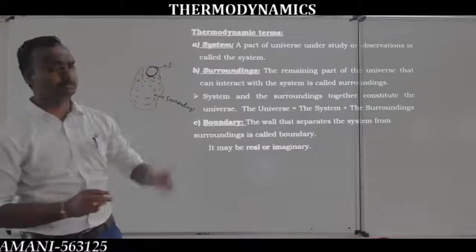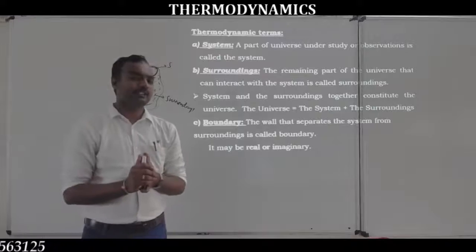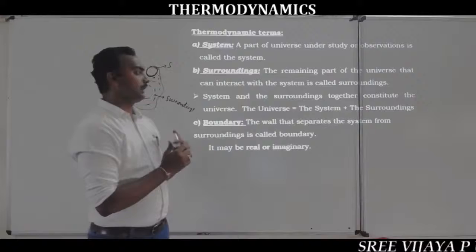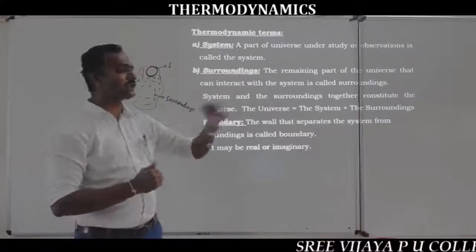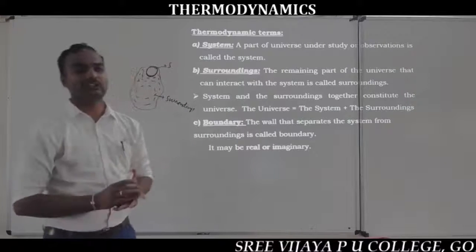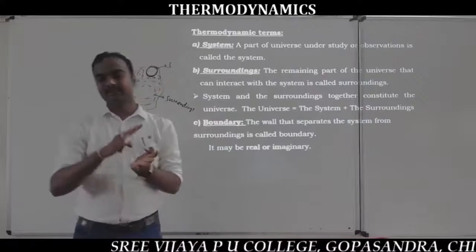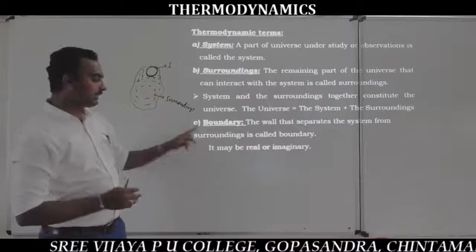What is the system? A part of the universe under thermodynamic study. And what is the surrounding? The remaining part of the universe, exactly the one which can interact with the system. So that is called the surrounding. And the boundary is nothing but a wall which can separate the system from the surroundings. So that is called a boundary.